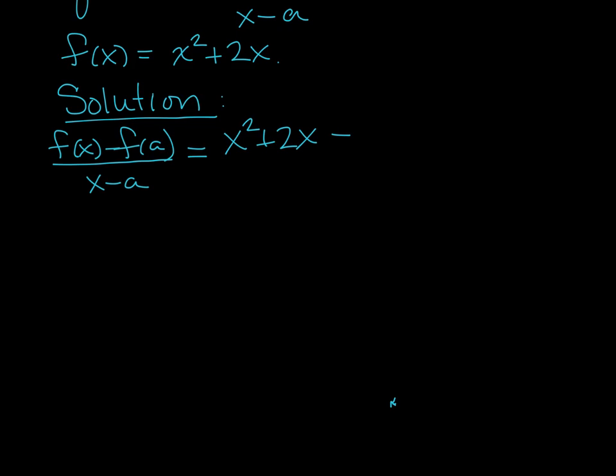And now we're going to follow these instructions here, and we're going to subtract f of a. So what this means is that when we look up here at f of x, wherever we see x, we're going to replace it with a. And we're going to use a parenthesis because we're going to want to distribute this negative sign right here. So we have a squared plus 2a all divided by x minus a.